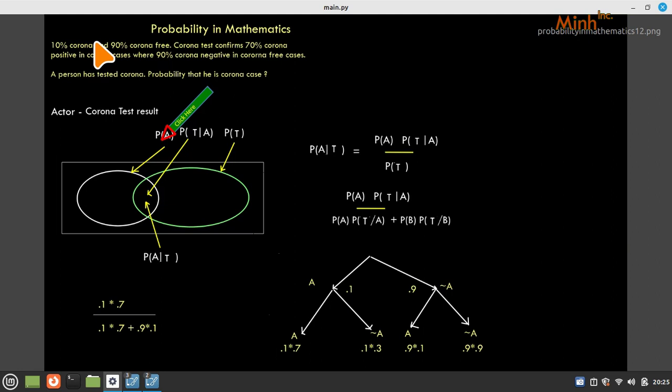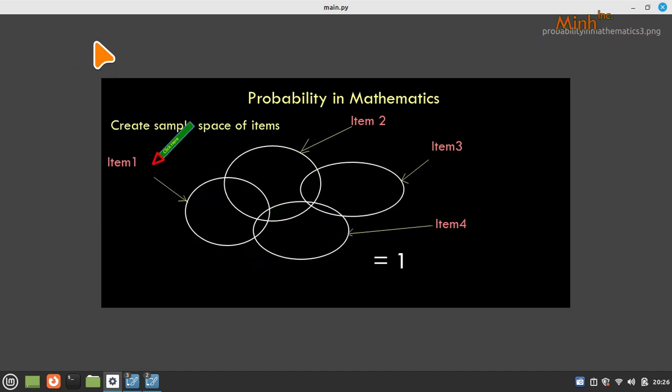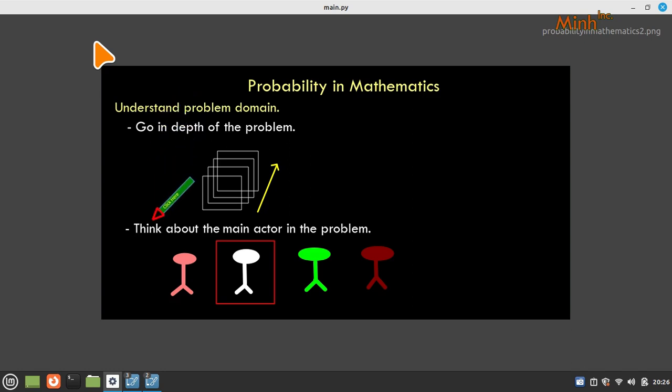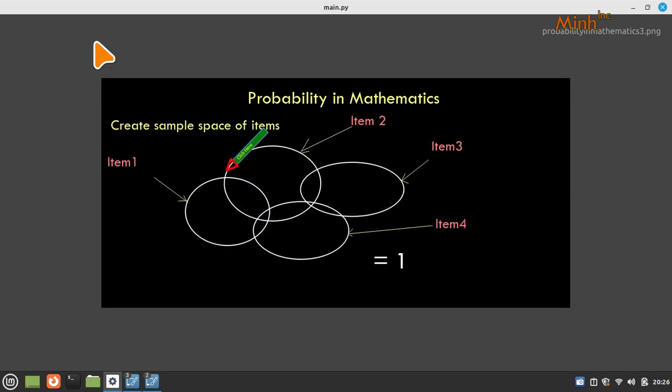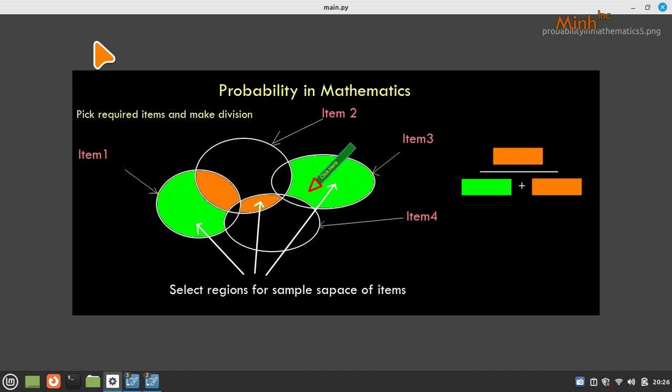But anyway, we'll go with whatever the technology is, and in future we'll see NLP, natural language processing, in machine learning. And what we have achieved by now is how we calculate the probability. First we understand the problem in depth, and we find the actor, Mr. Actor of the movie. Once the actor is identified, then we create a complete space, and based upon the actor's eye, we find the sample space. Once the sample space is decided, then we pick the item we want, and then we divide what we want by the total sample space seen by the actor.